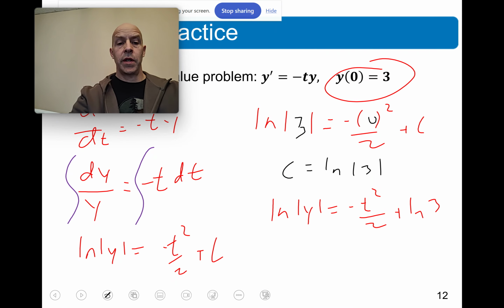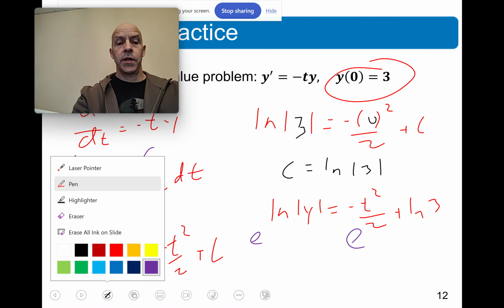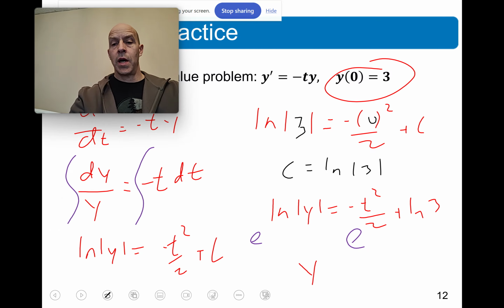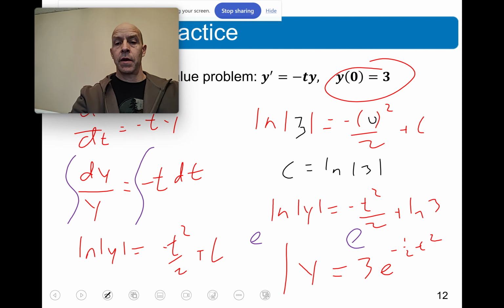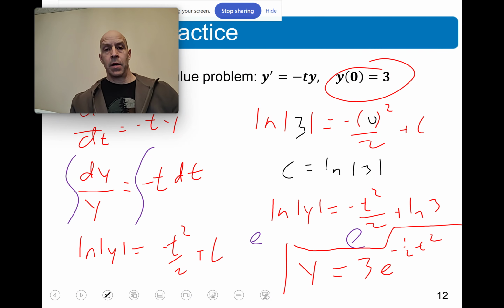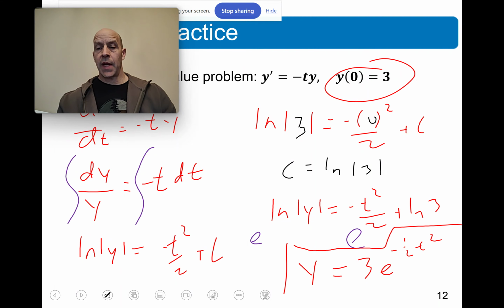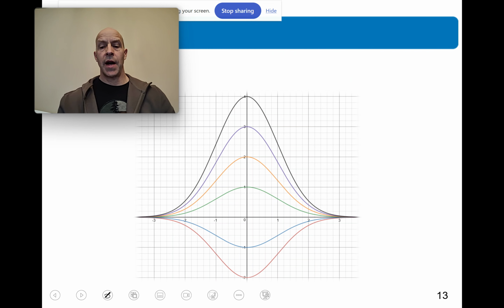And again, if I wanted to, I could exponentiate both sides. And so we're going to get a final answer here of y equals 3e to the negative 1/2 t squared. I think that's it. There's the graph. There's some of the graphs. Those are actually Gaussian curves.